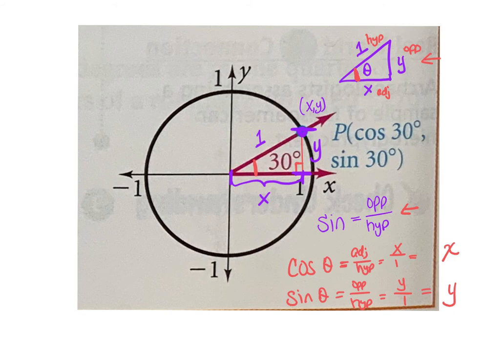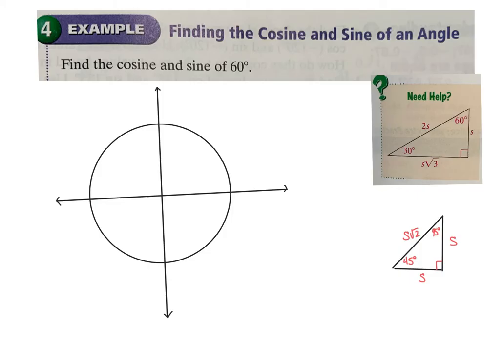So then how do we relate this to finding things like sine and cosine? So let's look at example 4. Find the cosine and sine of 60 degrees. And now they have given us our special right triangles, all right? So the special right triangles are just here to help you learn. You're not going to end up using them. You're just going to end up memorizing some special cases, okay?